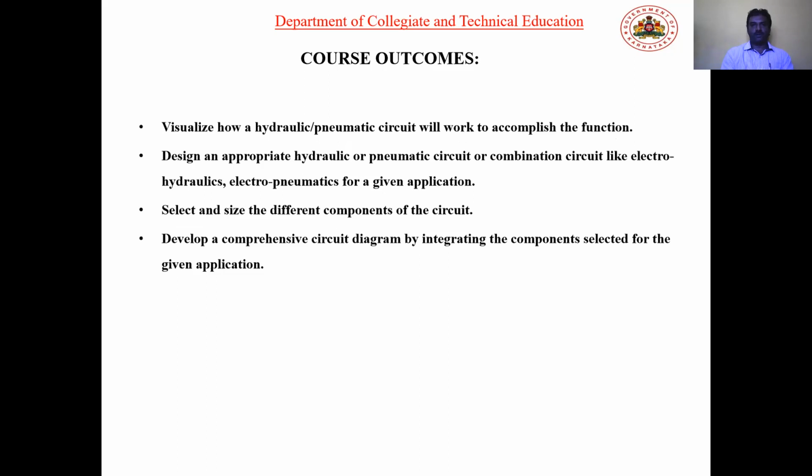Next, what are the course outcomes? There are 4 course outcomes. First, visualize how a hydraulic or pneumatic circuit will work to accomplish the function. Then design an appropriate hydraulic or pneumatic circuit or combination circuit like electrohydraulics, electropneumatics for a given application. Then select and size the different components of the circuit. And lastly, develop a comprehensive circuit diagram by integrating the components selected for the given applications. These are the course outcomes of this subject.